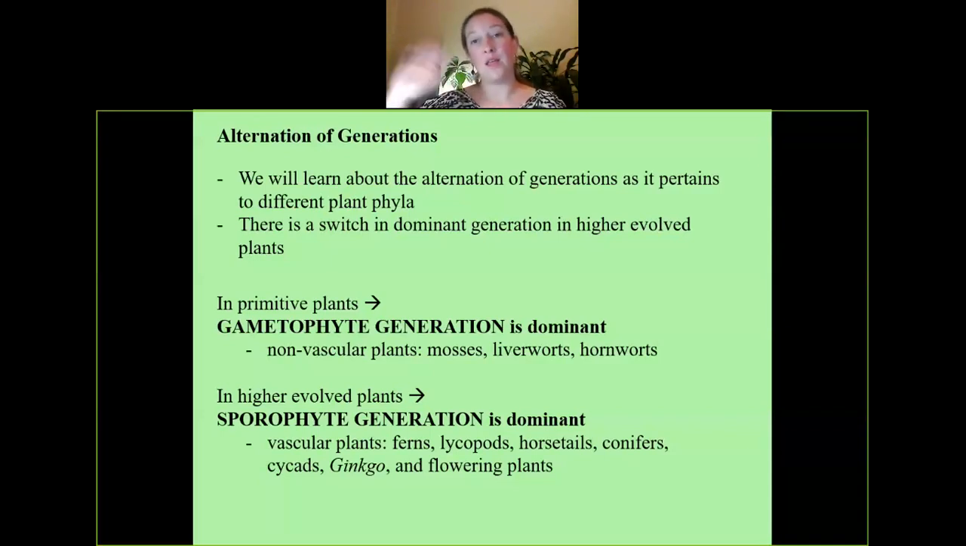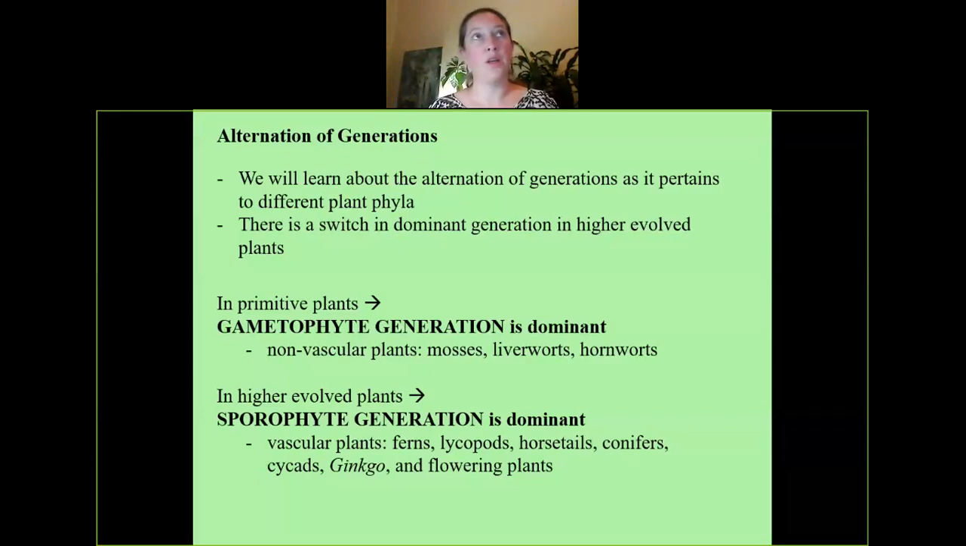However, in the subsequent labs, we're going to learn about the more highly evolved plants that are a bit more complex, and those have the sporophyte generation dominant. So for all of the vascular plants, the sporophyte generation is dominant. So the plants that we looked at in the very first lab, right?